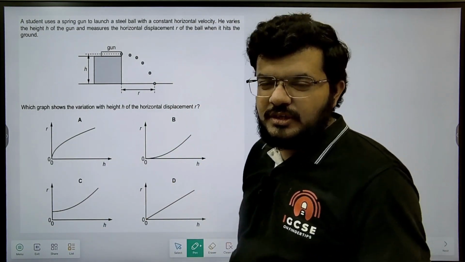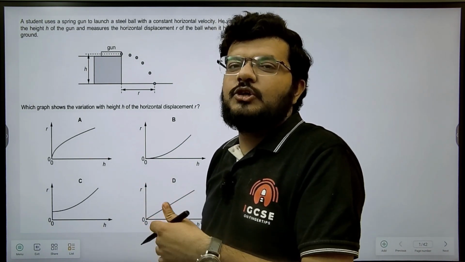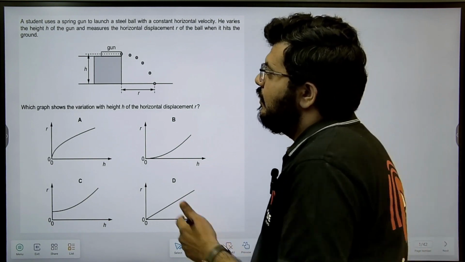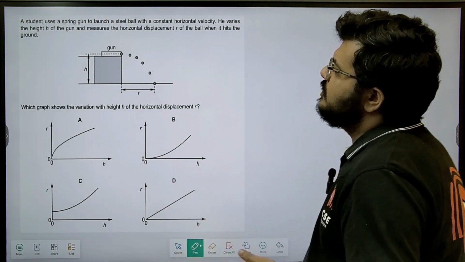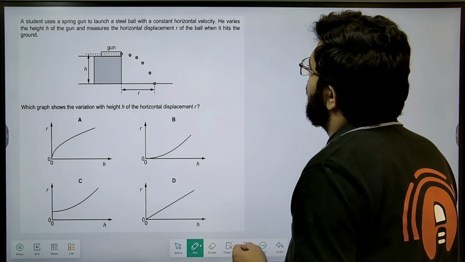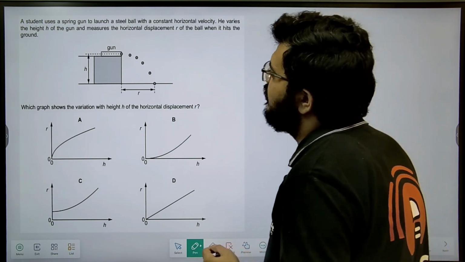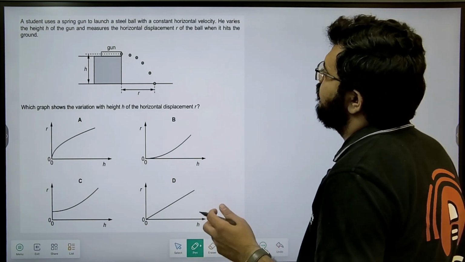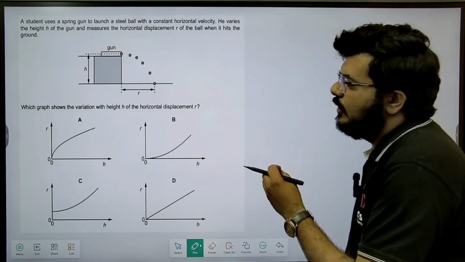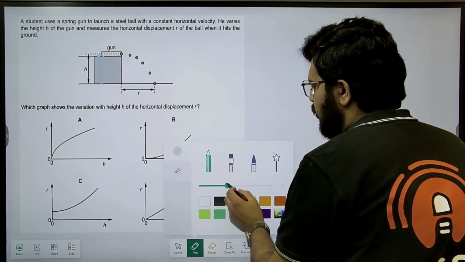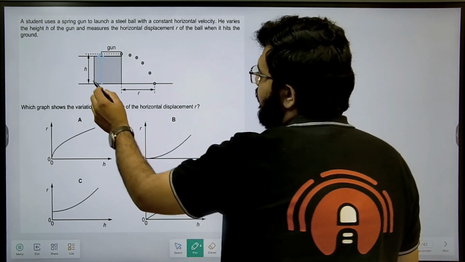What I'm going to do here is try and explain the topic and then solve the MCQ, right? The first question reads, a student uses a spring gun to launch a steel ball with a constant horizontal velocity. He varies the height h of the gun and measures the horizontal displacement r of the ball when it hits the ground. Okay, so with an increase in height, what will happen if I increase the height?